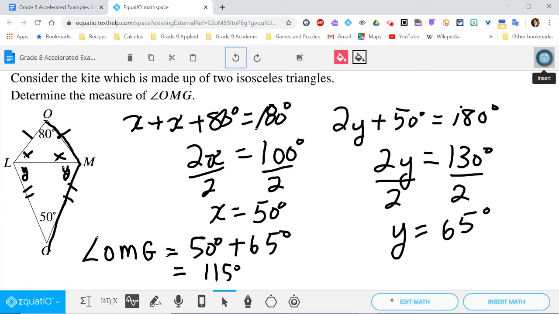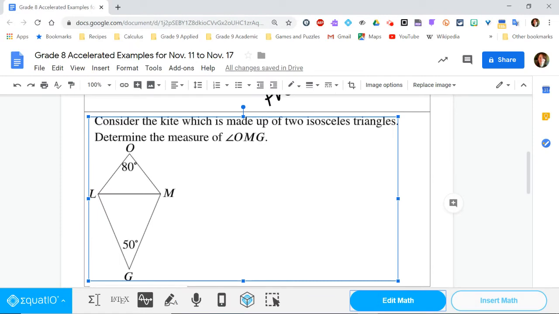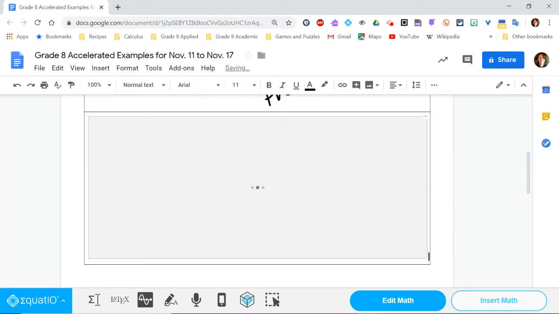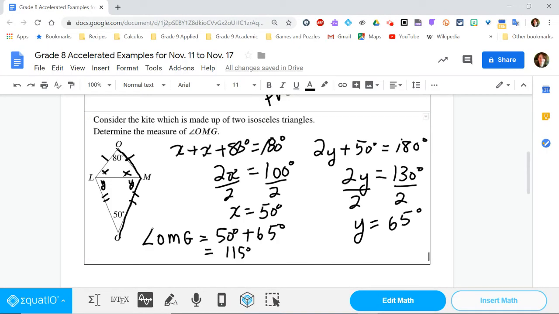So I'm going to go and I'm going to hit insert. And I have patience. And there I go. I see my work in my document. So next we're going to go to the next question.